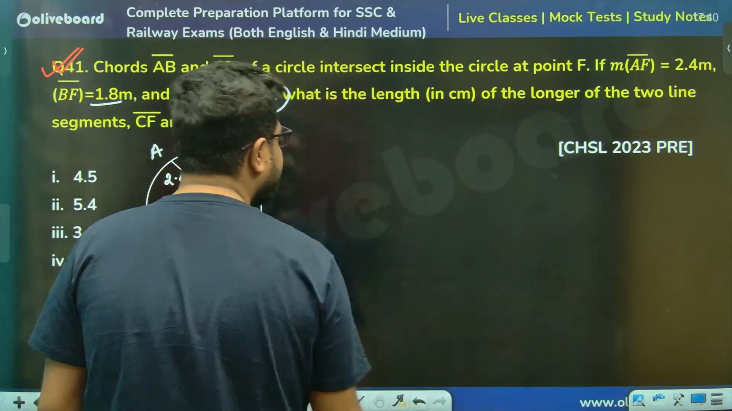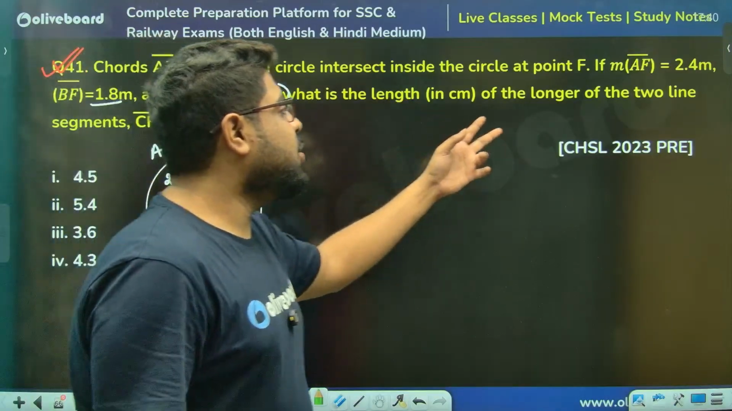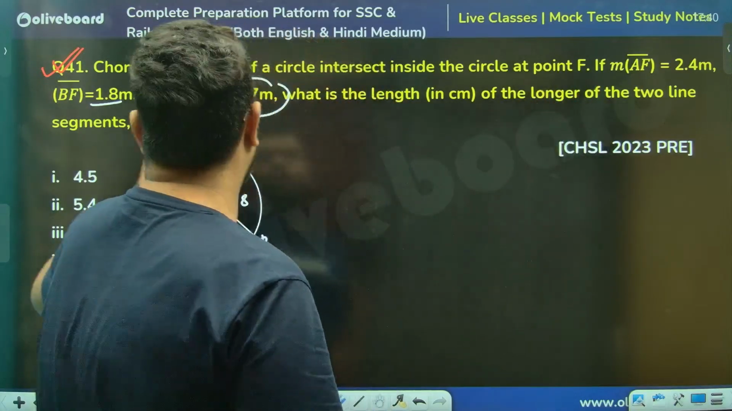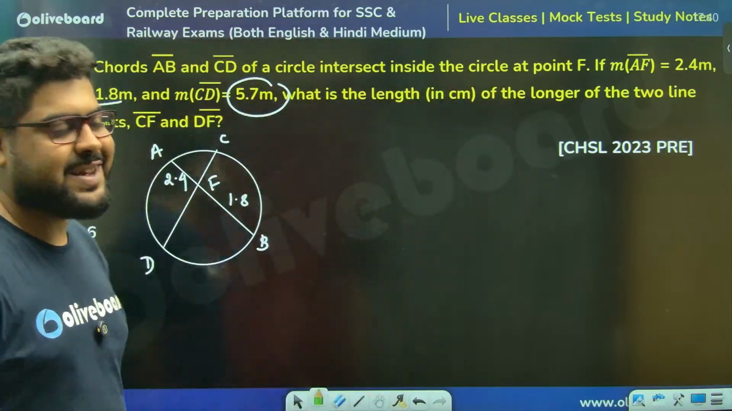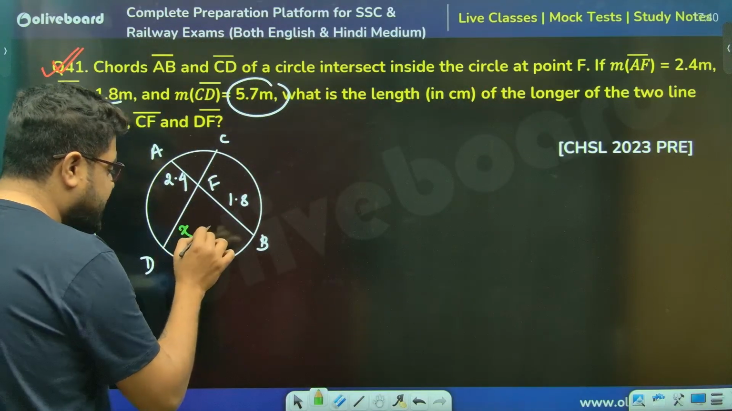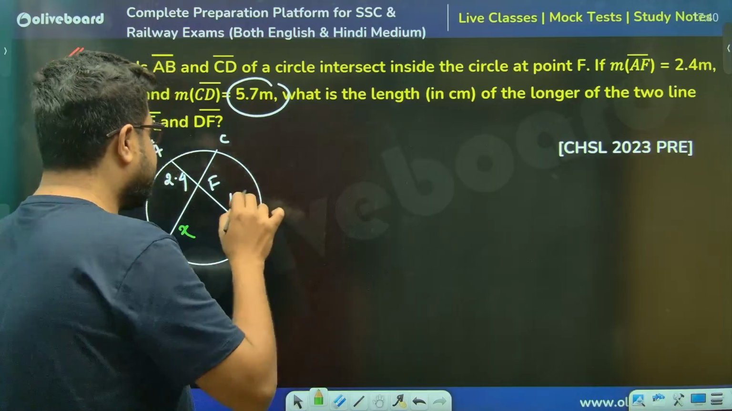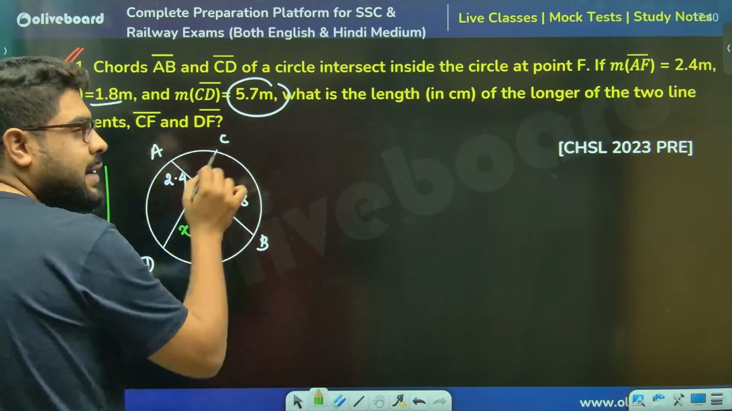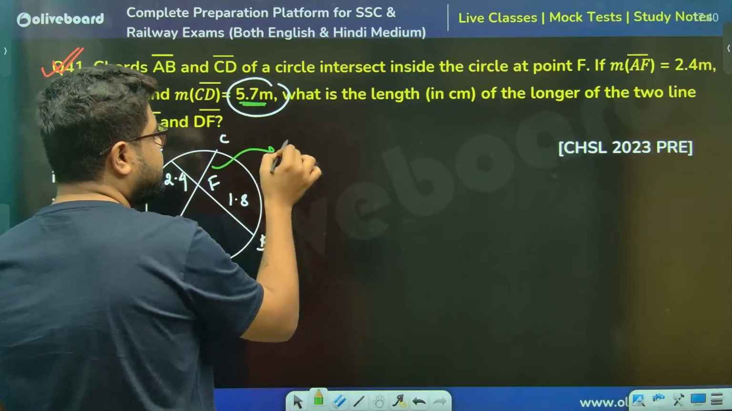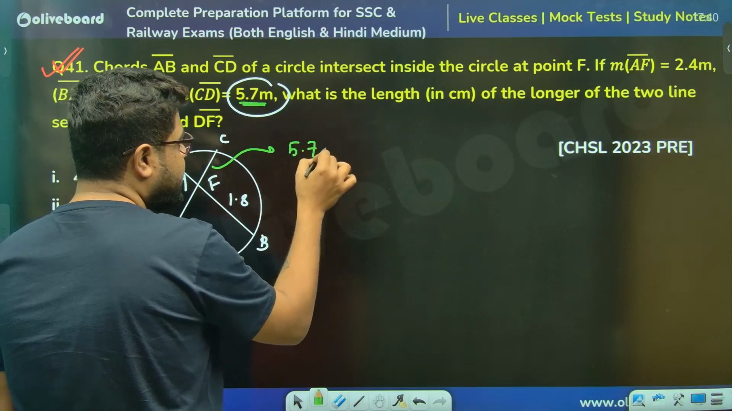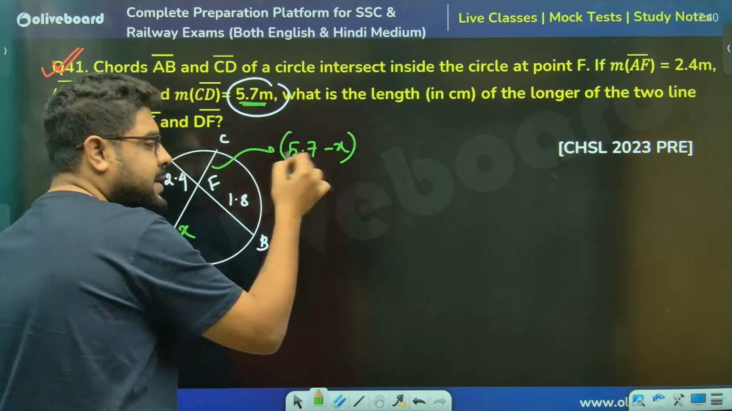So let's do one thing. What is the length of the longer of the two line segments? If they're asking that, take the longer one as x, and then you'll directly get the answer and can use the options directly. And CF, then, automatically, since the total is 5.7, will be 5.7 minus x.